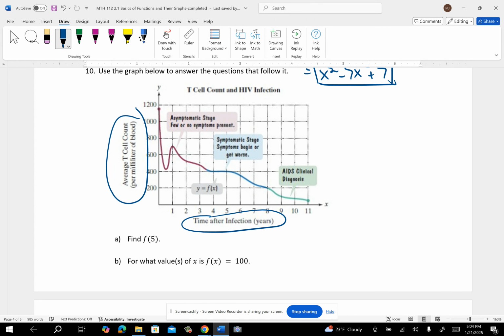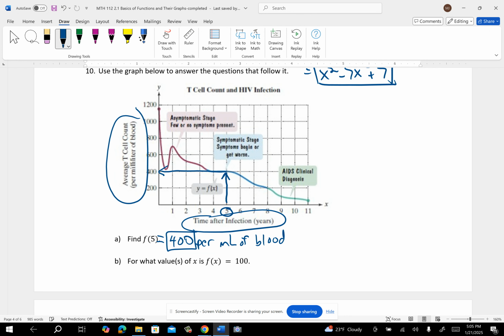So I don't have a formula I can plug into. So what I'm going to do is go and identify the 5. I'm going to go until I hit the function. Then I'm going to go and estimate what I get there. So what I wind up with is 400. It's 400 T cells per milliliter of blood. So you do have to watch the units, but typically they'll just want the 400.